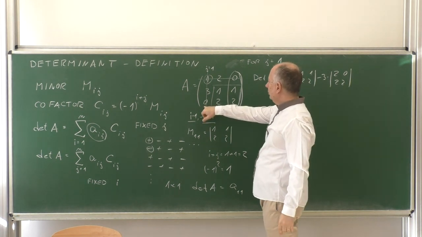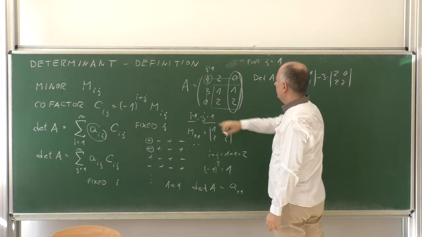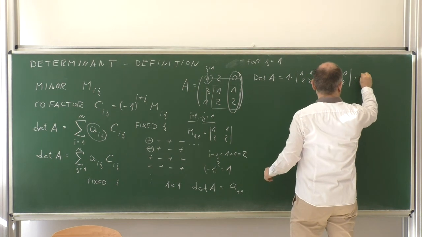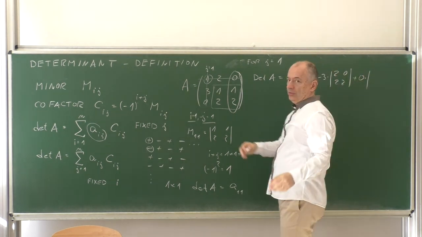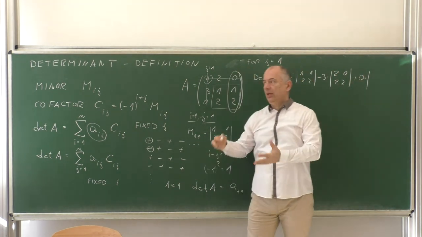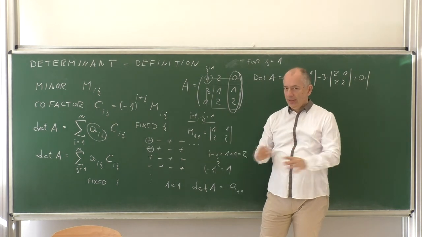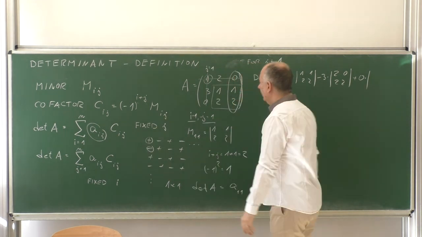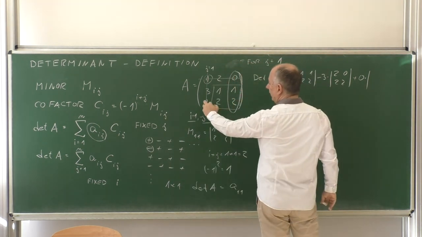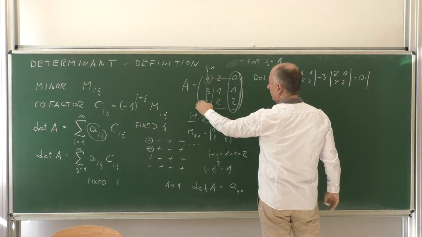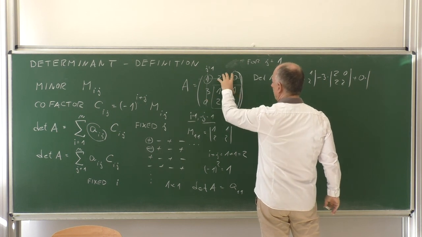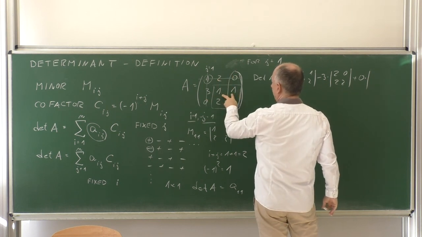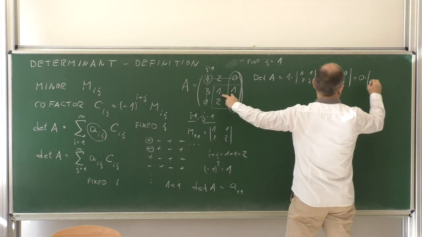And then we go to the last entry in the first column. It's 0, so everything else is completely irrelevant. But for pedagogical purposes, let me complete this. If we remove the first column and the third row, we are left with the submatrix 2, 0, 1, 1.